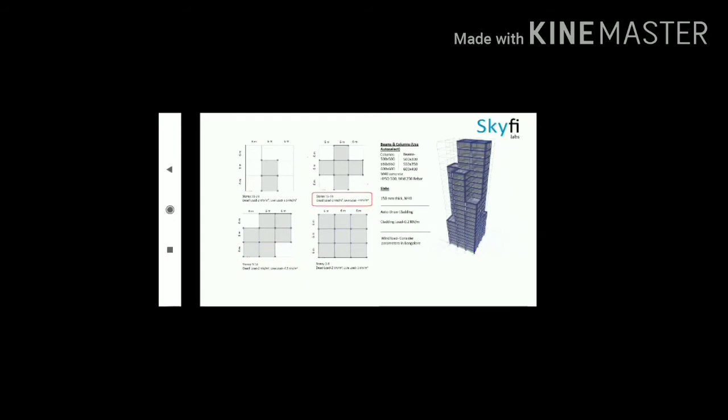So as you can see, the dead load is 2 kilonewton per meter square applied on all the stories, but the live load is different for different types of stories. For stories 1 to 8 it is 5 kilonewton per meter square, 9 to 14 is 4.5 kilonewton per meter square, 15 to 19 it is 4 kilonewton per meter square, and 20 to 23 it is 3.5 kilonewton per meter square.